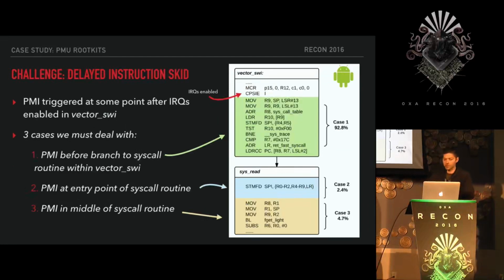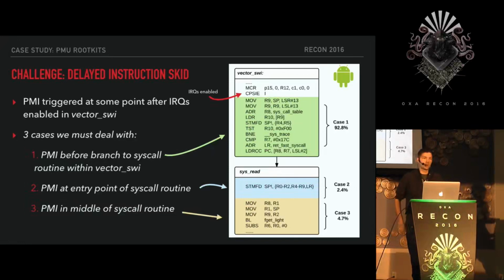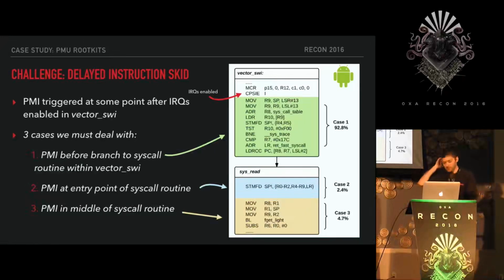Now, there are some challenges to the implementation. So first off, as soon as the SVC instruction goes to the exception vector handler, interrupts are immediately disabled, and then they're re-enabled later. And so even if the PMU is ready to fire an interrupt, because most interrupt controllers are configured to deliver the PMU with normal IRQ priority, we wouldn't get code execution until after this CPSIE instruction in this particular Android source.